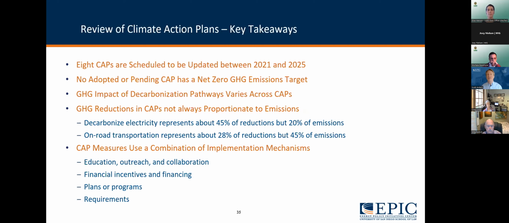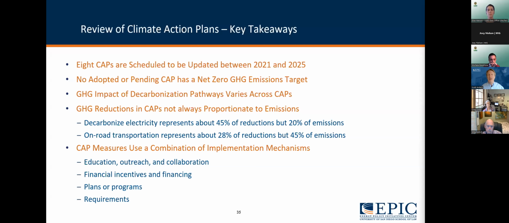Greenhouse gas impact of the decarbonization pathways varies across all climate action plans. So some climate action plans have more from transportation or electricity or buildings. It varies across climate action plans. And the reductions in climate action plans are not always proportionate to emissions. So as an example, decarbonizing electricity represents about 45% of the reductions that we see in climate action plans, but the emissions from that sector only represent about 20%.